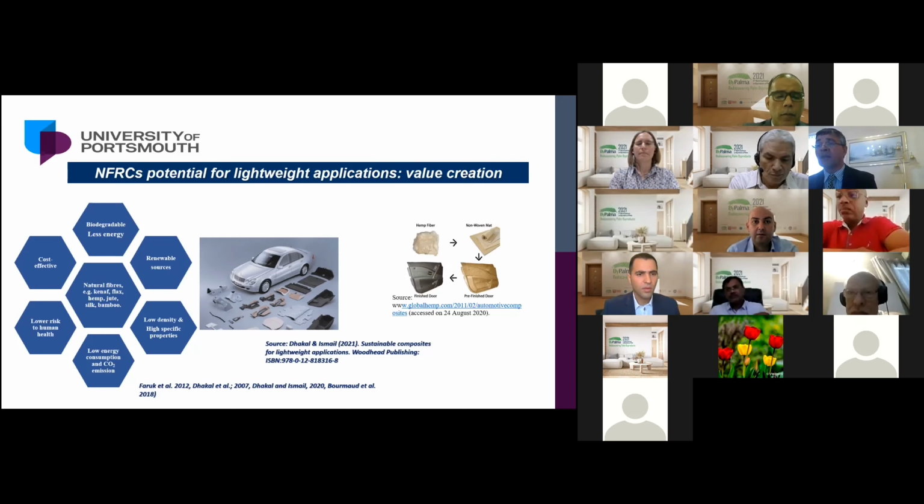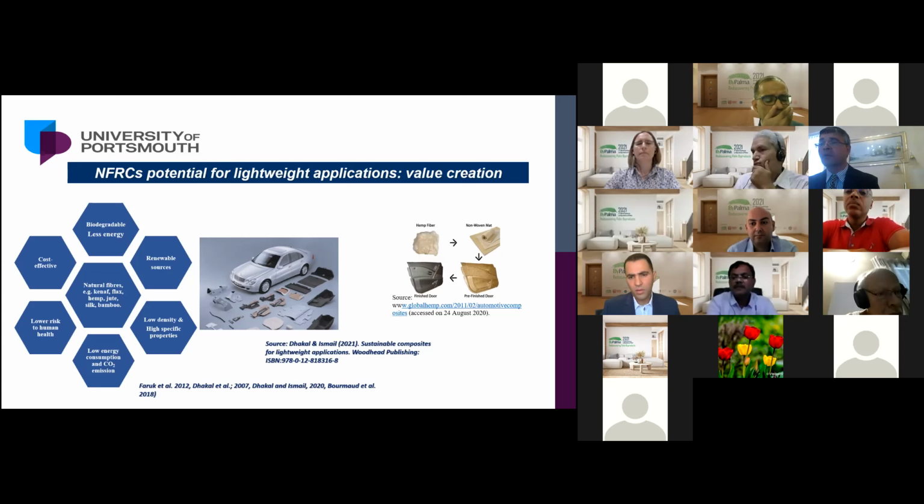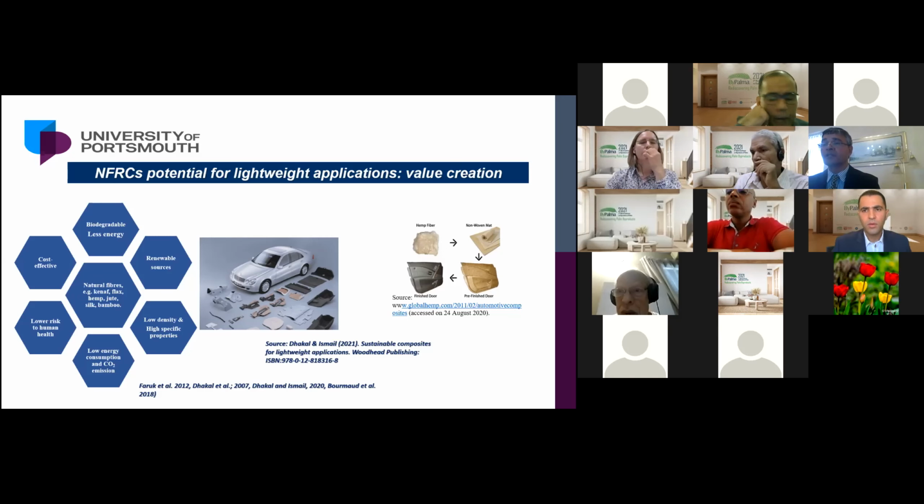Other advantages are using less energy, renewable sources, low density and high specific properties, cost effectiveness, and low risk to human health. If you work with glass fiber composite and flax fiber composite, for example, glass fiber composite will create a lot of skin irritation and you need to pay a lot of attention to health and safety, whereas with flax fiber composite there is no risk of such skin irritation. There are many applications we can think of for natural fiber composite, but so far they are used in low load bearing applications, in automotive industries and many other applications.